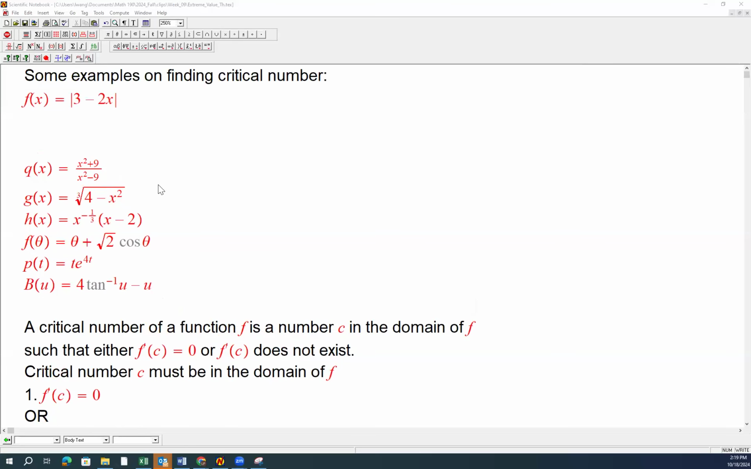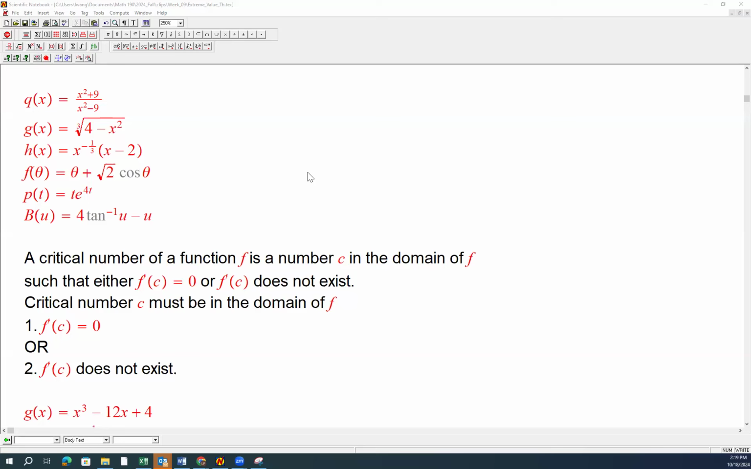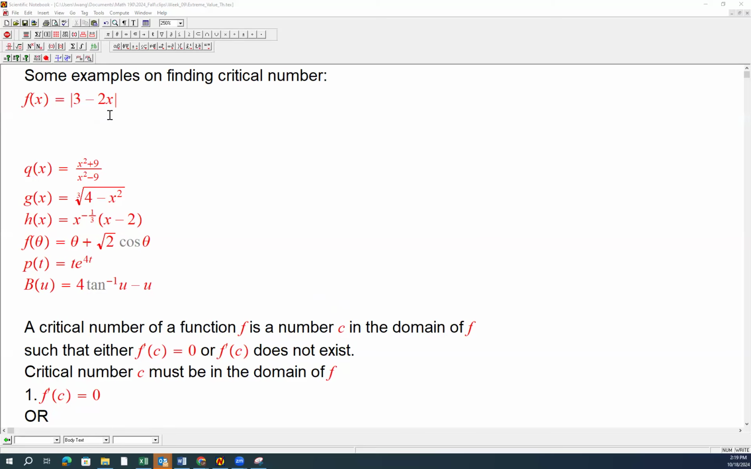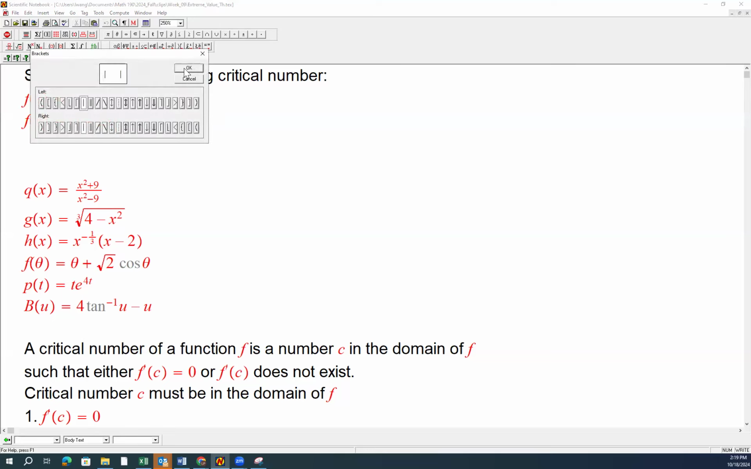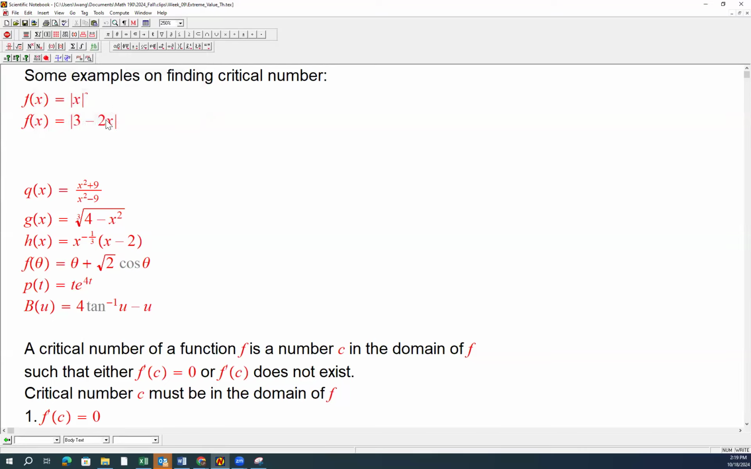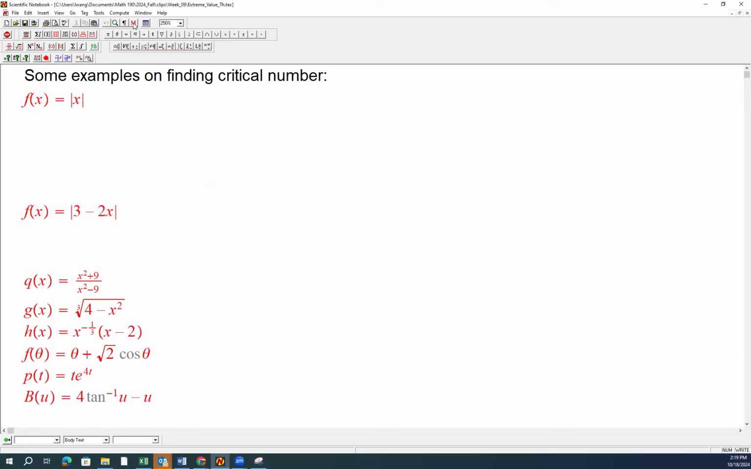Hello. I would like to cover a few more critical number cases. The first one involves the absolute value function. We know that the simplest form of absolute value function is this one, the absolute value of x. Of course, the function itself is defined everywhere, right? The domain of the function is all real numbers.